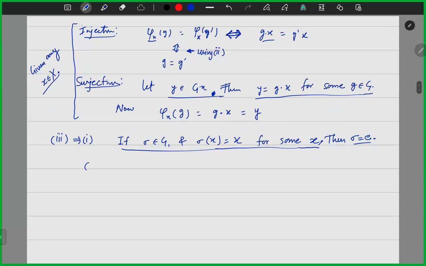So consider this. Consider phi of x. Okay, this x. So this is completely different from this. Here, something is true for every x, but here we are fixing. If sigma fixes some element x, then sigma is identity. Consider phi x. What does phi x do?